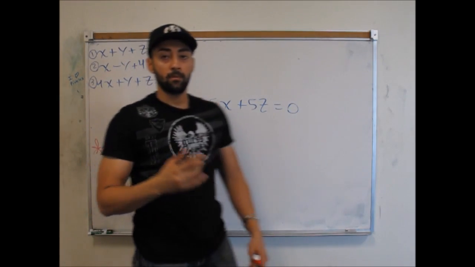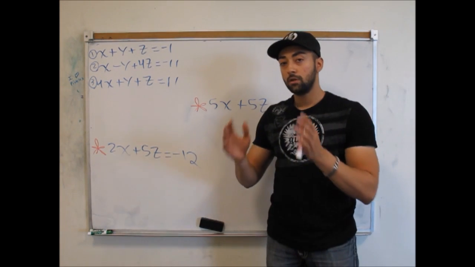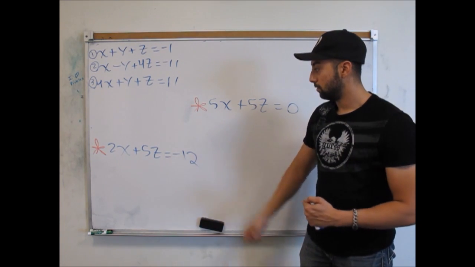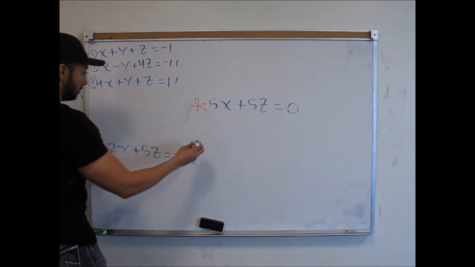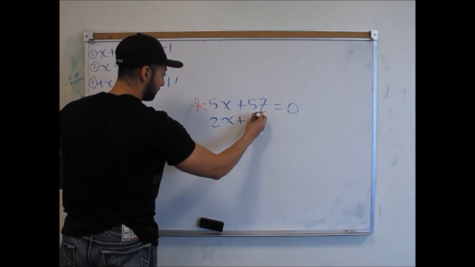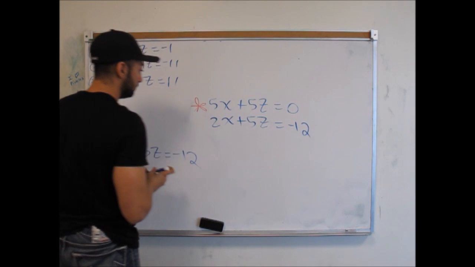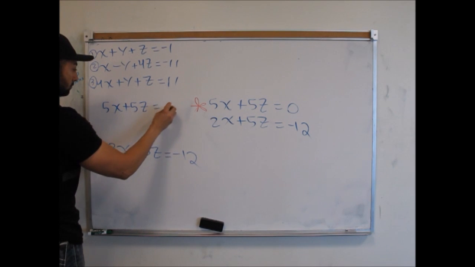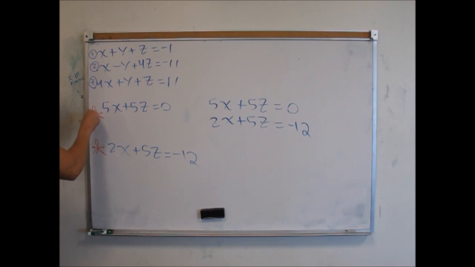Now with these two star equations, it's just like we've done before. You're just solving two linear equations. So I'm going to put these next to each other. I'm just going to write this one next to this one. So 2x plus 5z equals -12. These are the two star equations that we formed, putting them there for reference.